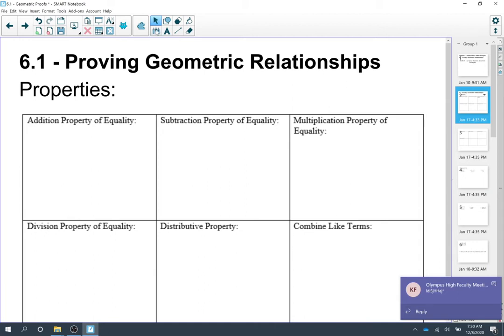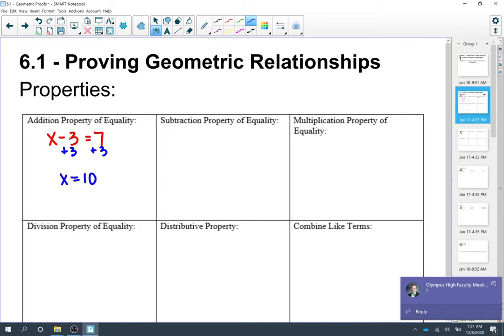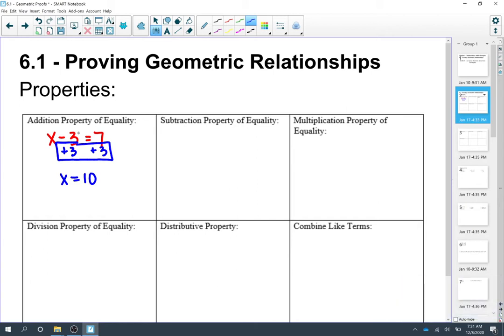So, starting out, we have the addition property of equality. An example here, let's say we had x minus 3 equals 7. If we were going to solve this, then we would add 3, and we would add 3. That would get us x equals 10, but really right here is the addition property of equality. We added 3 to both sides of the equation.